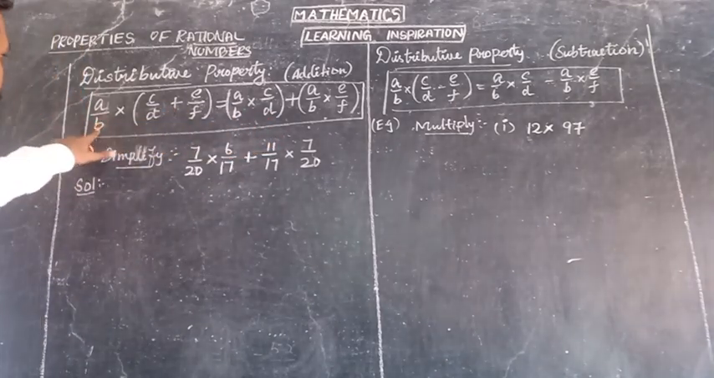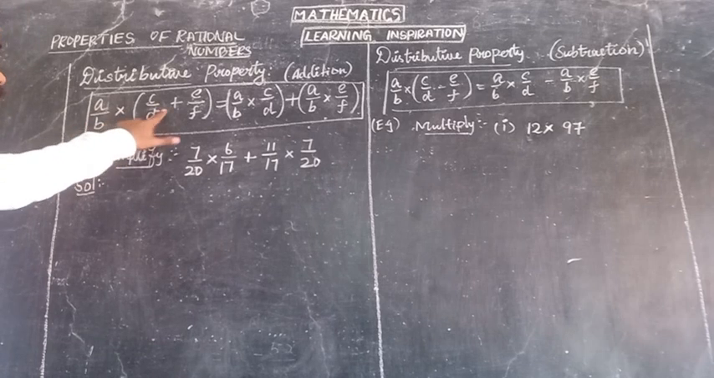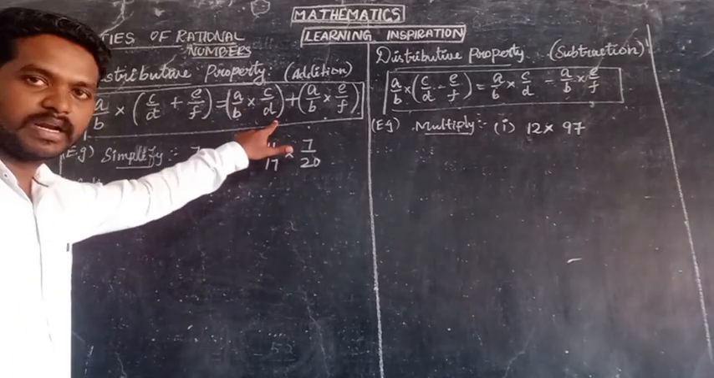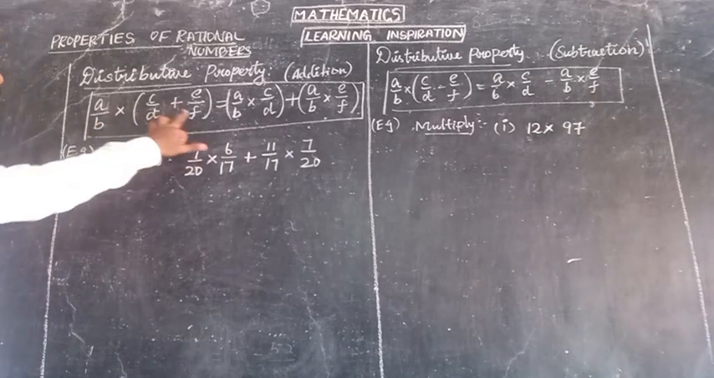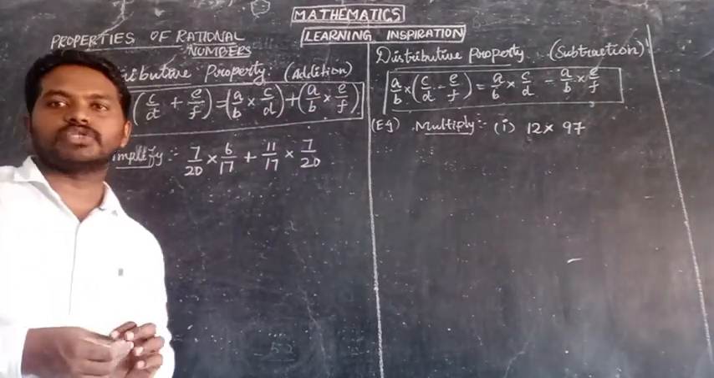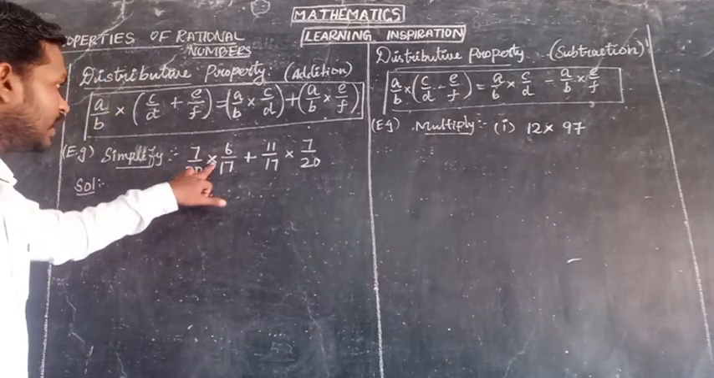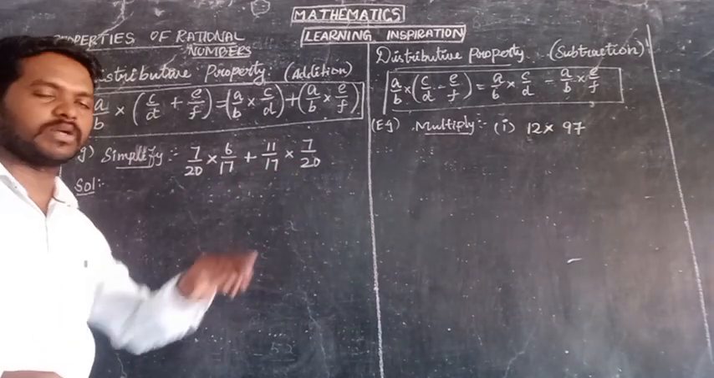So this is the distributive property of multiplication over addition. a by b is multiplied with c by d, and the center value is plus, and another a by b is multiplied with e by f. So here we have some examples also. The first one is: simplify 7 by 20 into 6 by 17 plus 11 by 17 into 7 by 20.